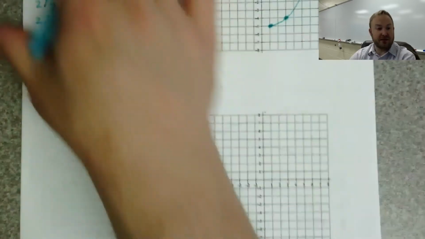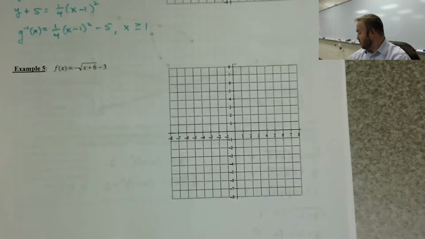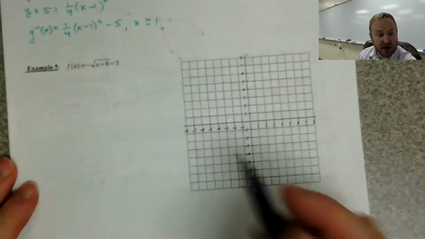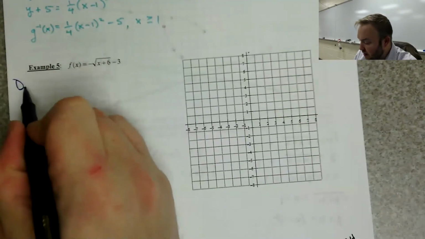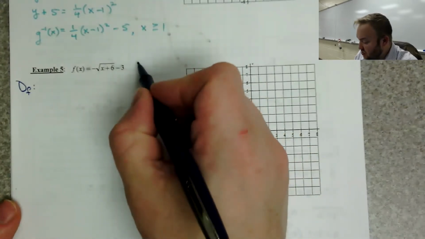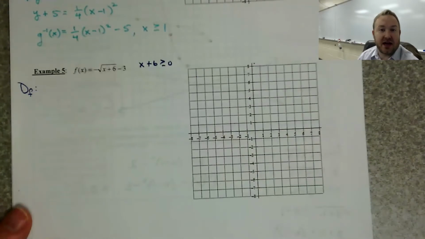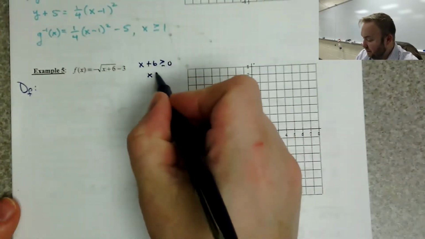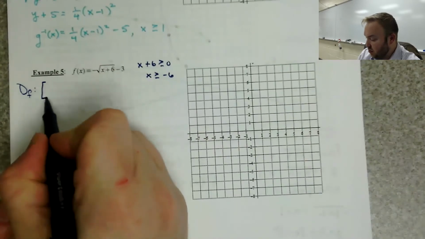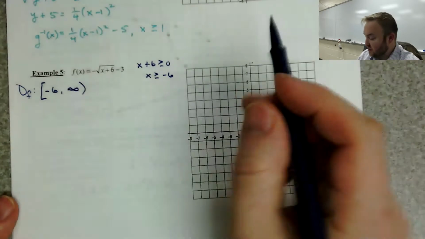Okay, let's do the same thing with this last function here. So we're going to do f of x, which is another square root function. I'm going to go ahead and get its domain and range right off the bat. For the domain of f, I'm going to take what's inside the square root, which is x plus 6. That has to stay greater than or equal to 0. That means x has to be greater than or equal to -6. So my domain is all numbers greater than or equal to -6.